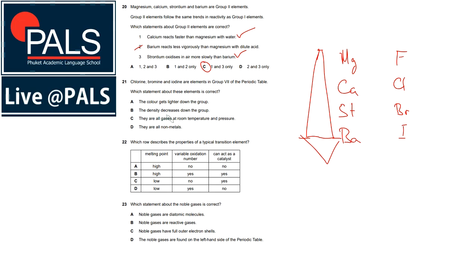The density decreases down the group. No? This is a gas at room temperature, gas at room temperature, liquid at room temperature, solid at room temperature. Therefore, the density will increase going down the group.